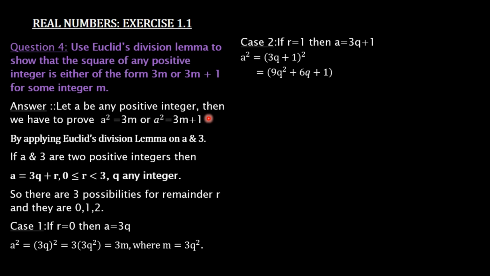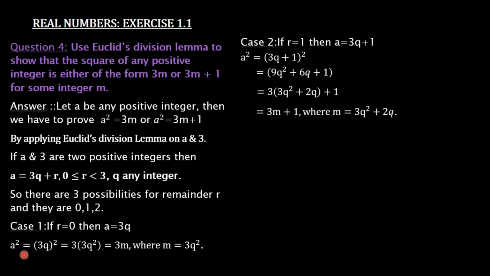By looking at this, we could see that there is hope of writing this as 3m plus 1. The 1 part is needed. What about this part? Can we take 3 outside from these two terms? Then we will get 3q square plus 2q, plus 1. So we can choose this as our m. Since m is any integer, m can be this too. That is, a square equal to 3m plus 1, where m equal to 3q square plus 2q.